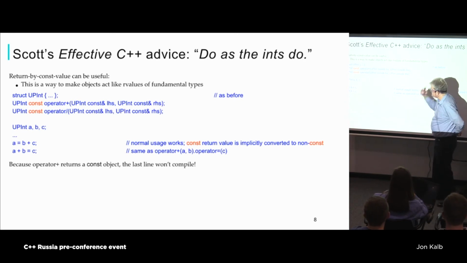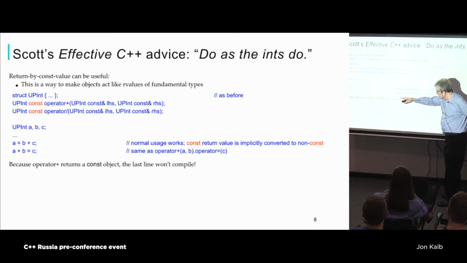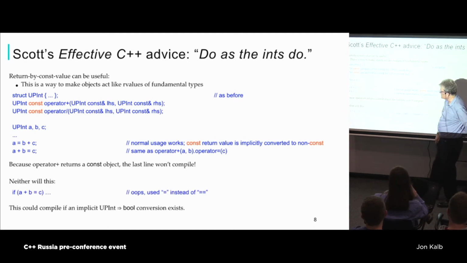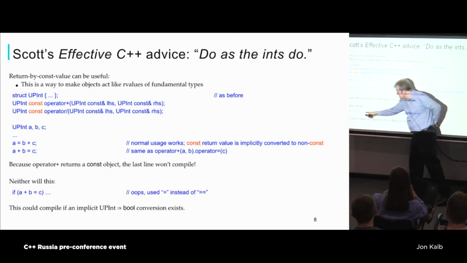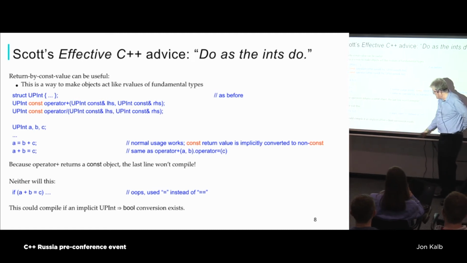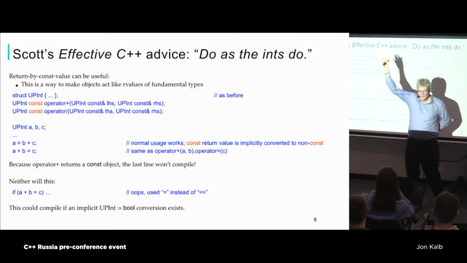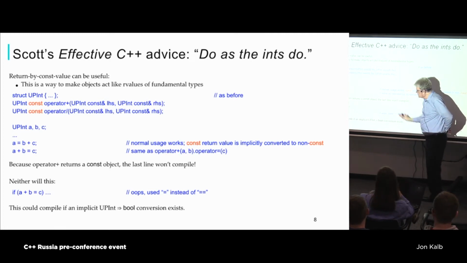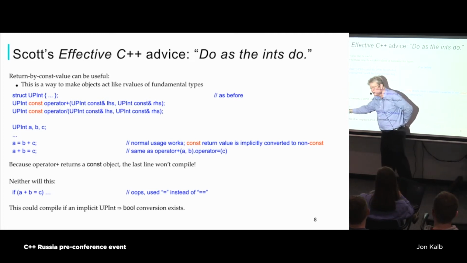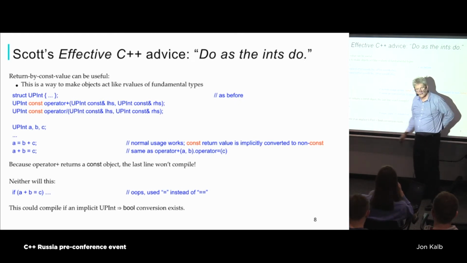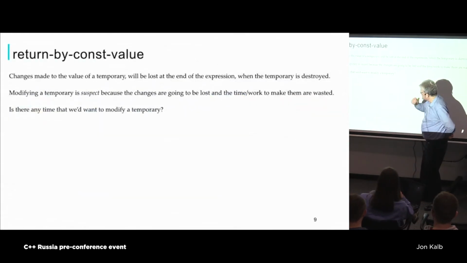Now here's the problem. The operator returns a const, so the last line won't compile. If you wrote this, maybe what you really meant was double equals instead of single equals. How many of you have done that? I've definitely done that, right? Pretty easy to do. The compiler will now catch that and say, no, you can't do that, right? You can't assign to that. All right, so it catches that.